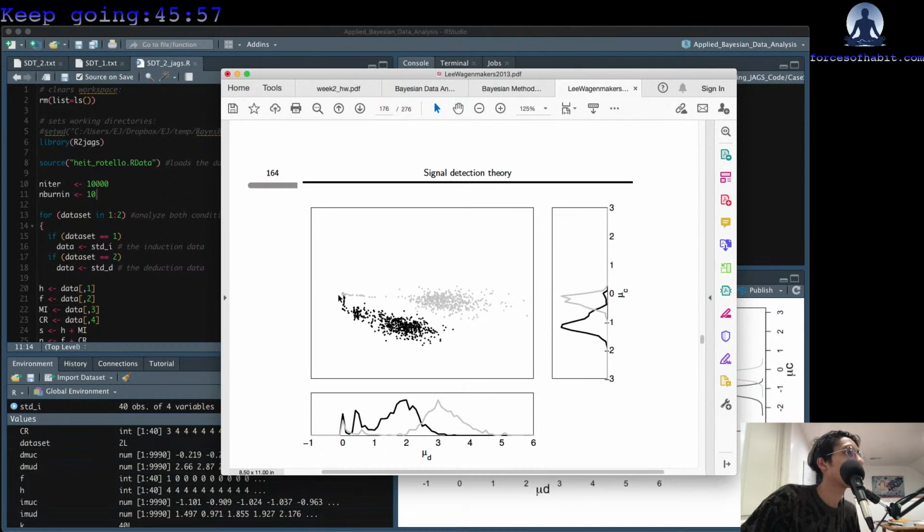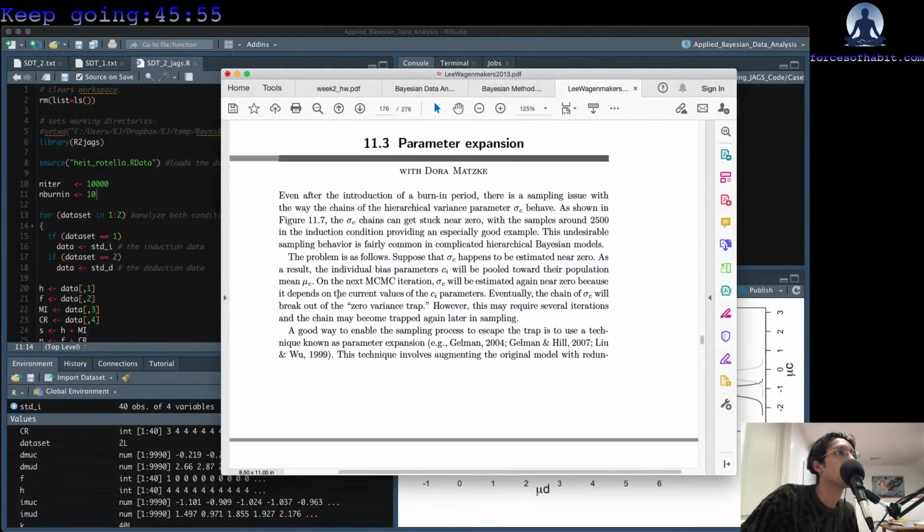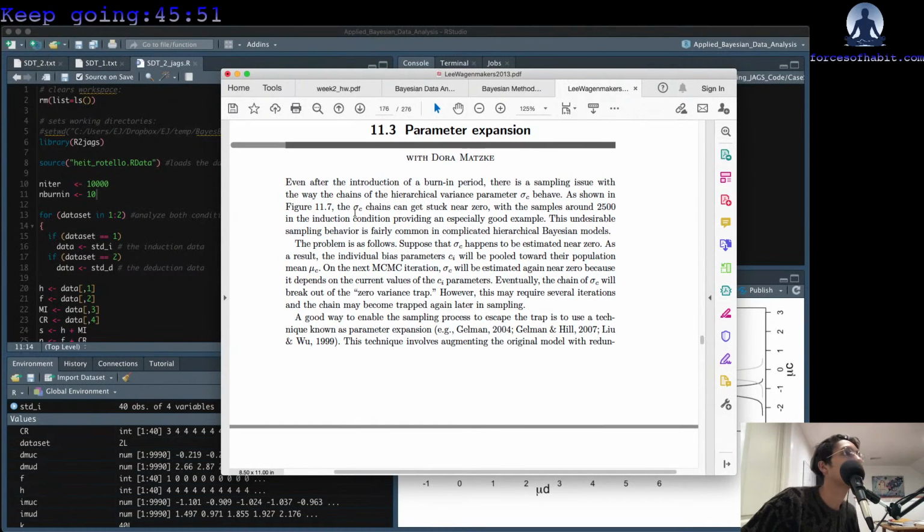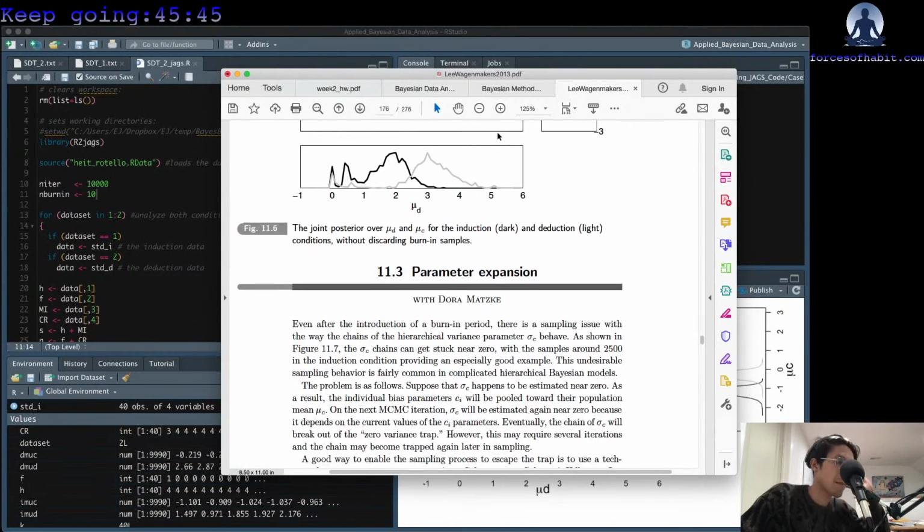But that's the extent of what's going on there. So let's see what happens now. Parameter expansion. Okay. So even after the introduction of a burn-in period, there's sampling issues with the way the chains in the hierarchical variance parameter here are behaving.